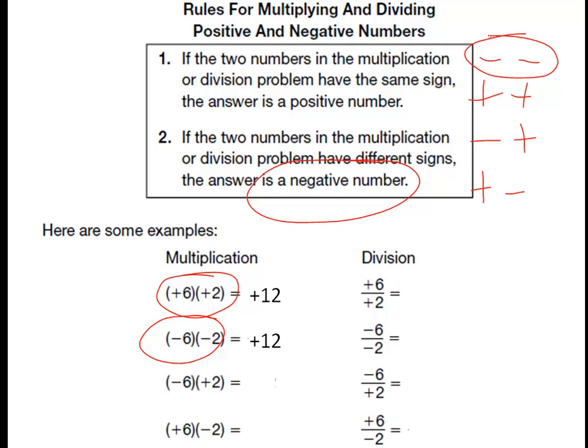How about the next one? Negative 6 times a positive 2. Those signs are different, so is it going to be positive or negative? It's going to be a negative 12. And a positive 6 times a negative 2, same thing, it's going to be a negative 12.